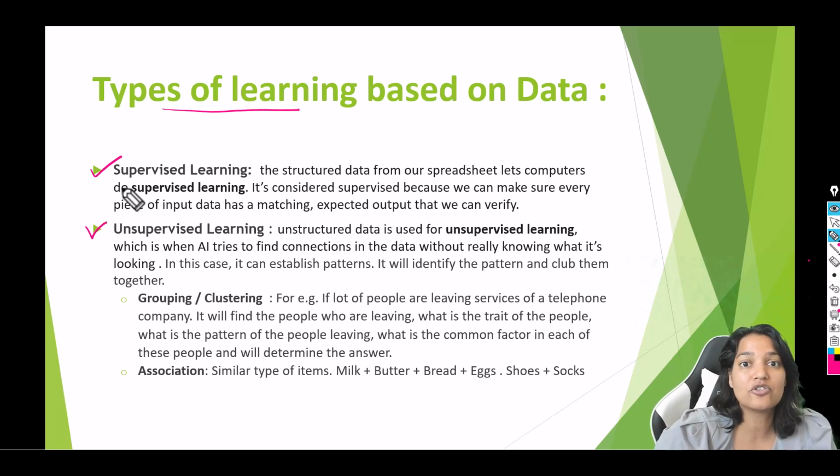The learning that you do with structured data is called supervised learning, and the learning that we do with unstructured data is called unsupervised learning. The structured data from our spreadsheet lets computers do the supervised learning. It's considered supervised because we can make sure every piece of input data has a matching expected output that we can verify. For example, in the case of grabbing a milk gallon from Walmart, we wanted to find out the total estimated time.